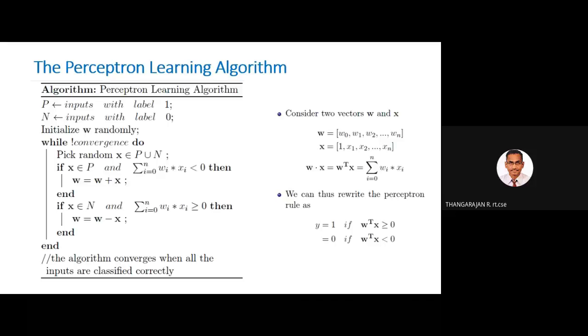If it's a positive sample and my output is wrong, I increase the value of W. If it's a negative sample and W transpose X is greater than 0, in that case I decrease the value of W. When I do this, my algorithm learns. So this is the perceptron learning algorithm. I will explain this with an example.